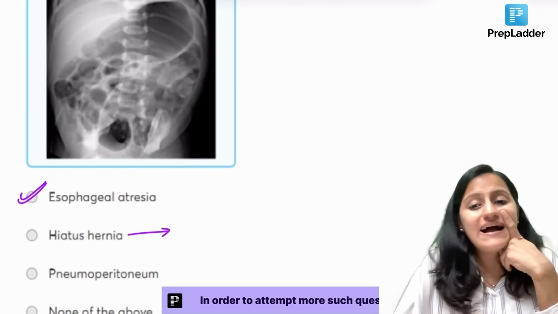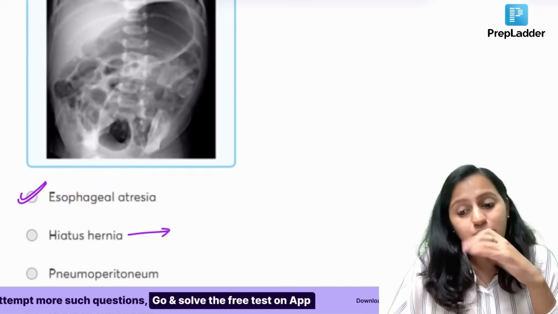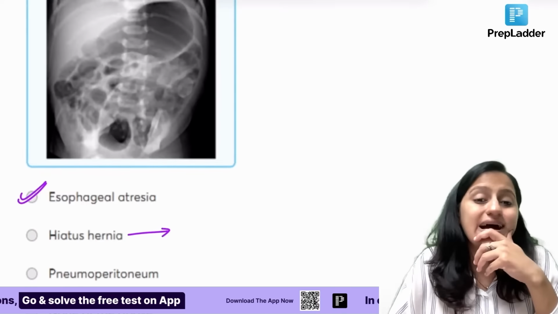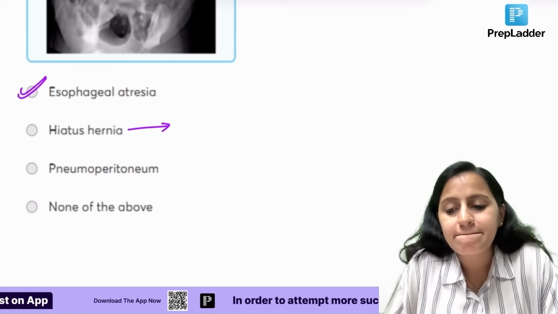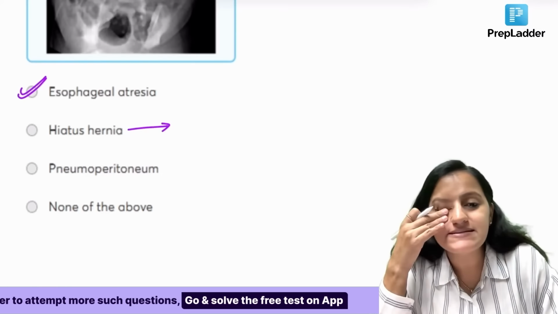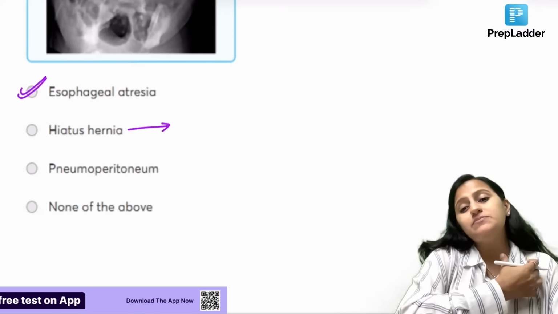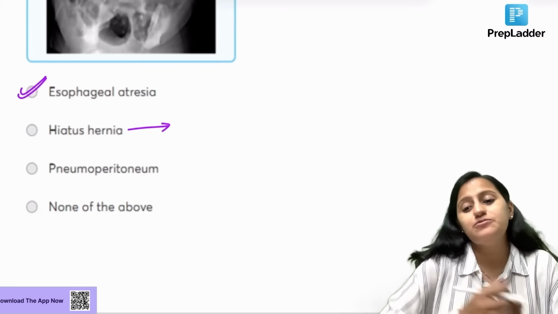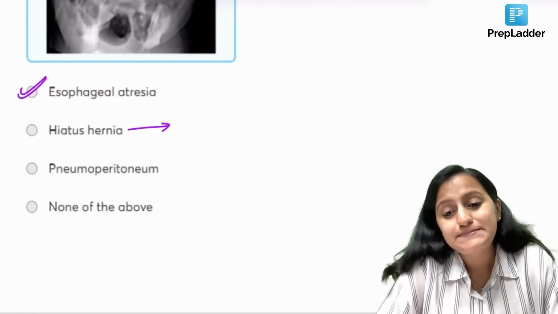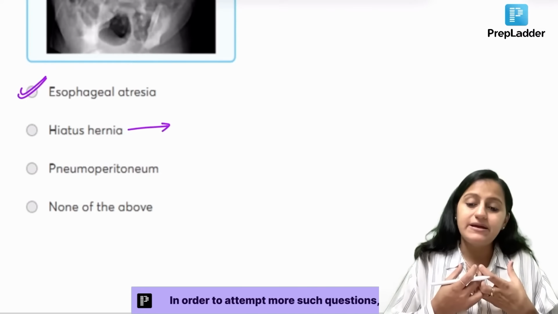What do you see in hiatus hernia radiologically? What will you see on a chest x-ray in hiatus hernia? Yes, anyone? See, scaphoid abdomen, that's the term we use for congenital diaphragmatic hernia, where all the bowel loops have gone into the chest, so the abdomen has become scaphoid. So that is congenital diaphragmatic hernia. Hiatus hernia, the stomach is coming into the chest.